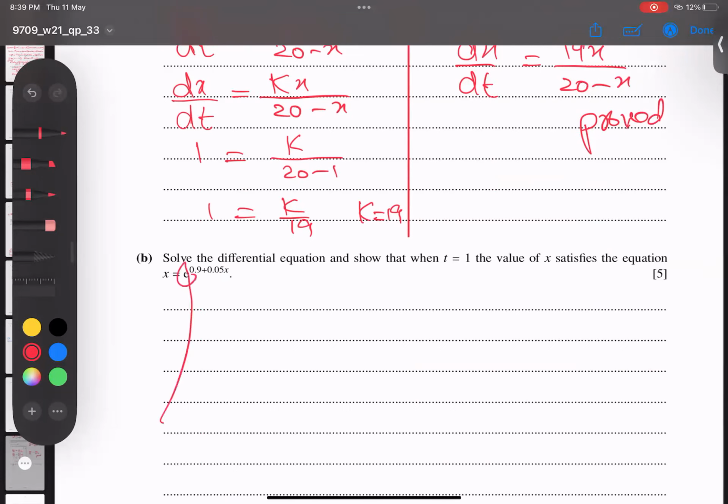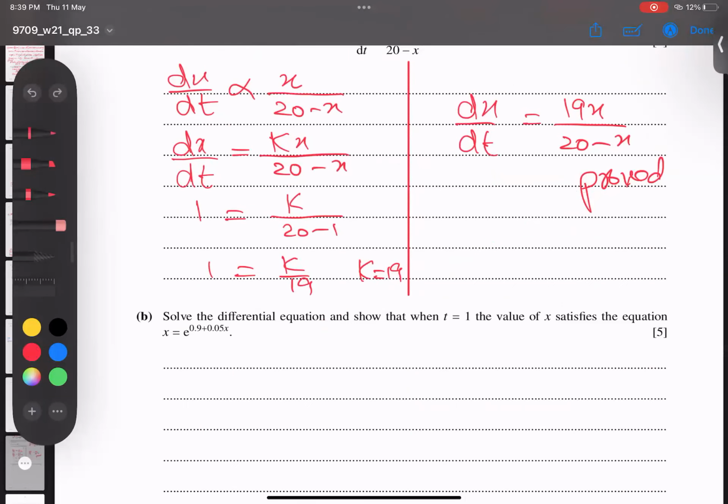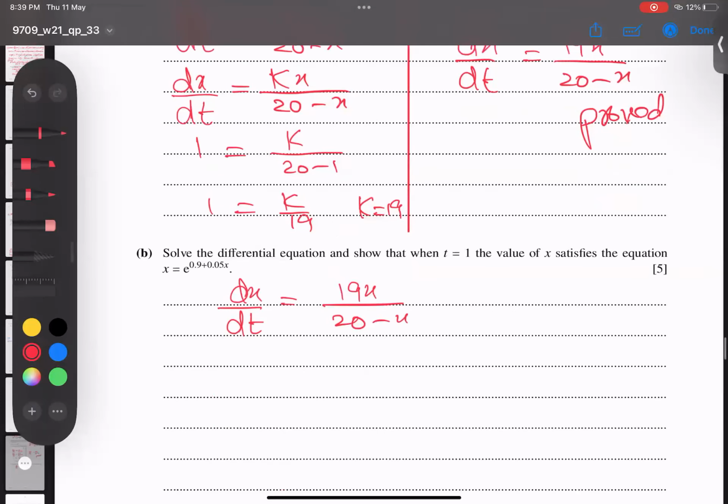When an exponential is involved, 100% logarithm will play a vital role. So let's start from here. dx by dt equals 19x over 20 minus x. Job number 1, cross multiply. So 20 minus x comes this side with dx and 19x with dt, but it's not acceptable. Why not acceptable? Because I need x brought here, so I'll bring it here.